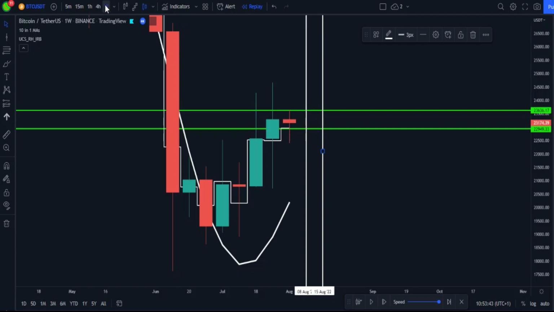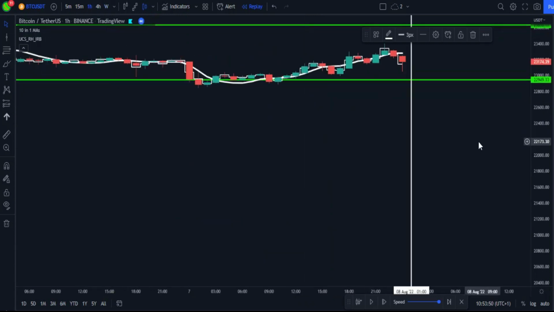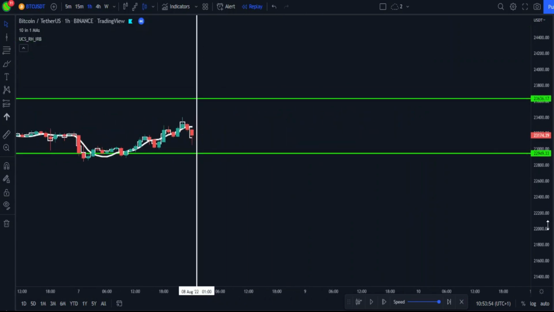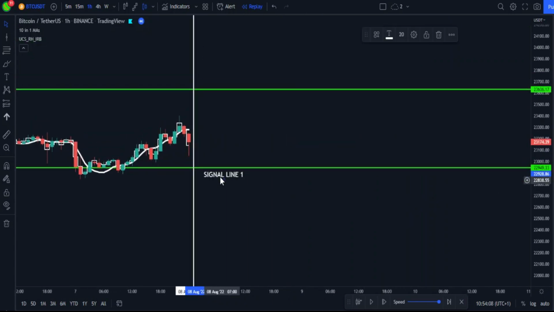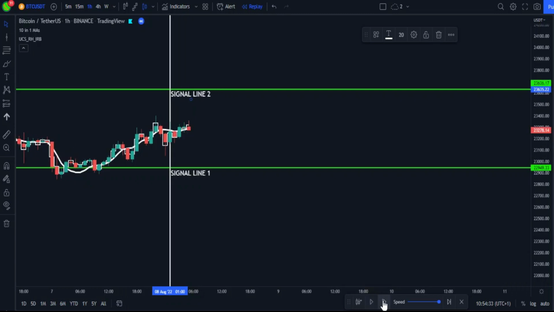Now let's change the frame from 1 week to 1 hour so that we can see the entry levels. This line here will be the first signal line, and this line will be the second signal line, as we explained in the first part. Now we wait for the candle to reach the vertical line in order to place pending orders. At this moment we activate the signals, as we said, we can activate the two signals or activate only the signal that we see approaching the candles.